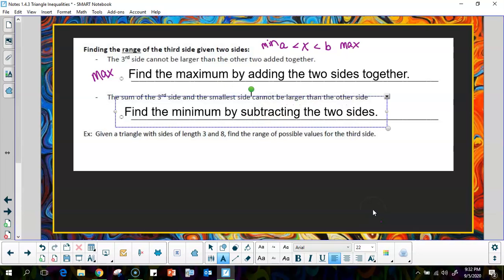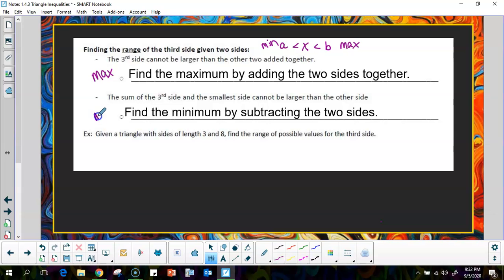So the two sides that you have, you're going to do two things. You're going to add them together and you're going to subtract them. And so that's going to find the minimum and the maximum. All right, so let's subtract them first because that's going to read left to right. 8 minus 3 is 5. 5 is less than x is less than, and then we're going to add them together, 11.